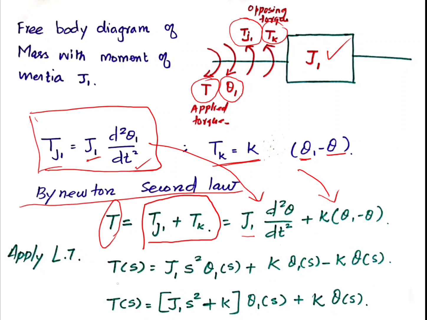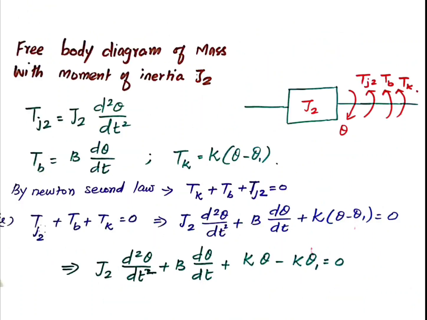When we take the Laplace transform, we get T(s) = J1 s² θ1(s) + k θ1(s) − k θ(s). Here we can take θ1 common, and rewrite this equation as T(s) = (J1 s² + k) θ1(s) − k θ(s). This is the first equation.